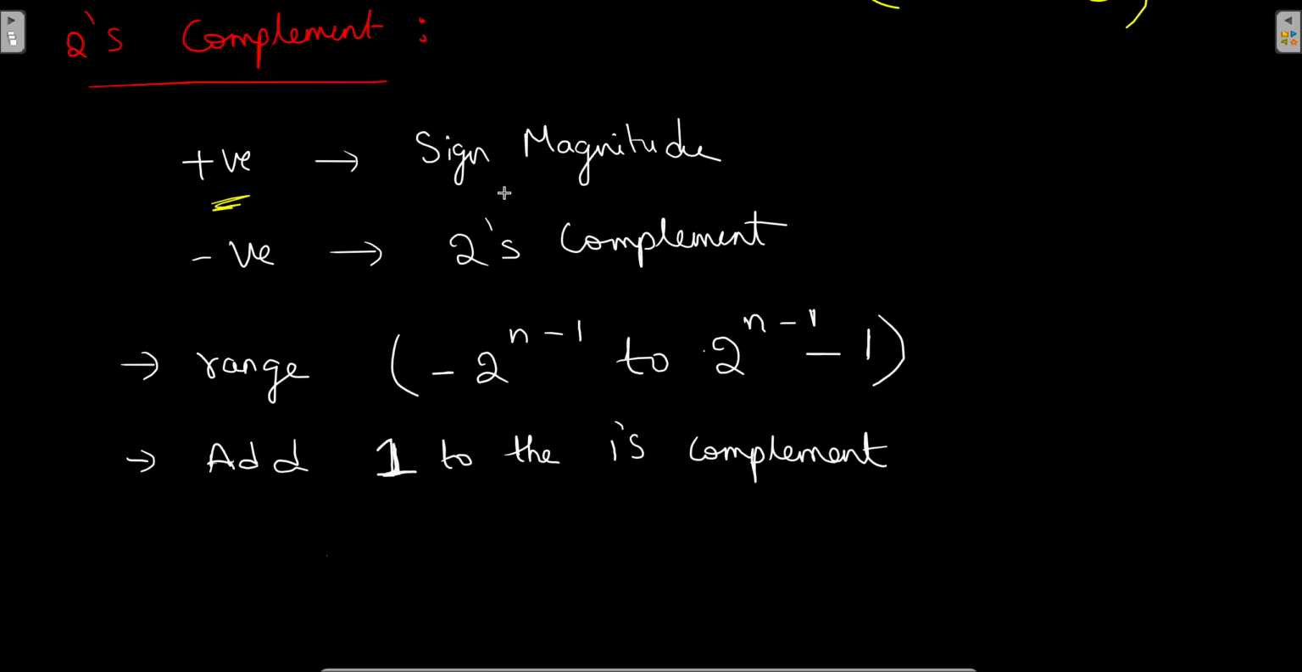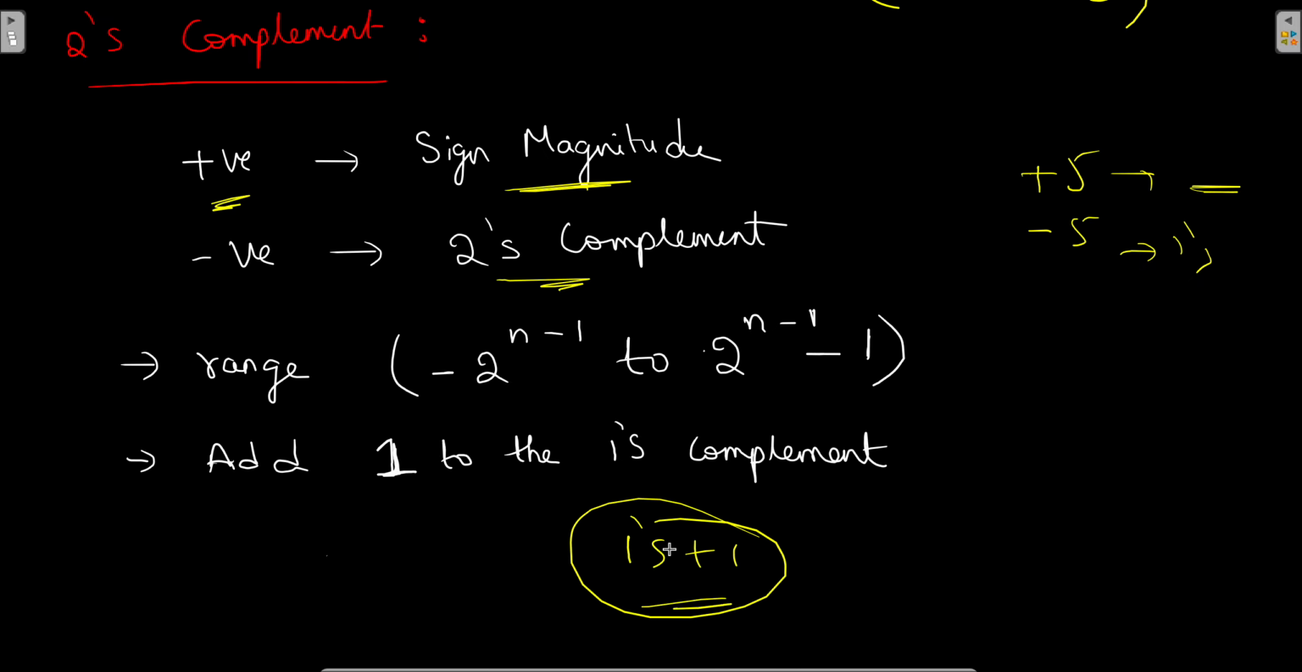For a positive value I am taking the sign magnitude. When it is plus 5, whatever the sign magnitude value for positive 5 is, the same value we can take here. When it is negative, we have to do 2's complement. I am writing it here; this is the flow we have to follow. In 2's complement, we take the 1's complement and add 1. Whatever 1's complement value we get, we add 1 to it, and that is considered the 2's complement.